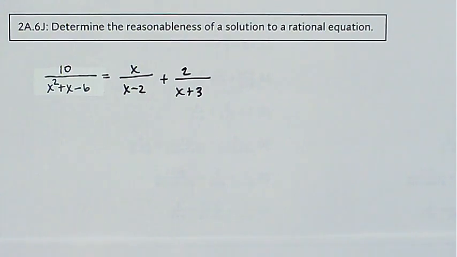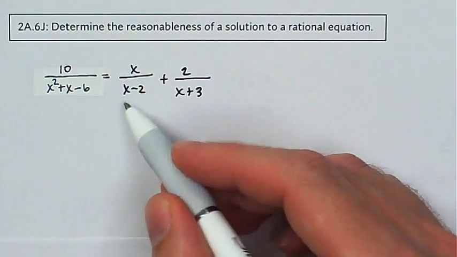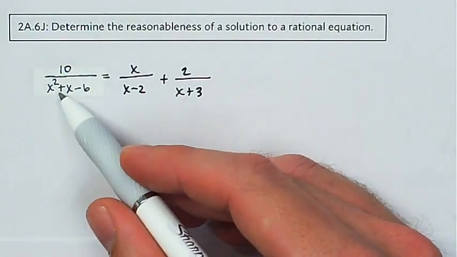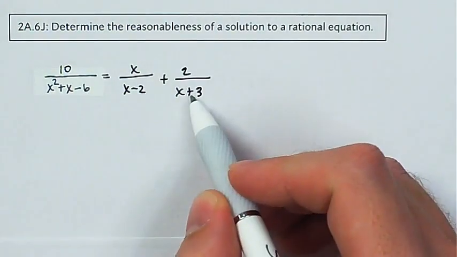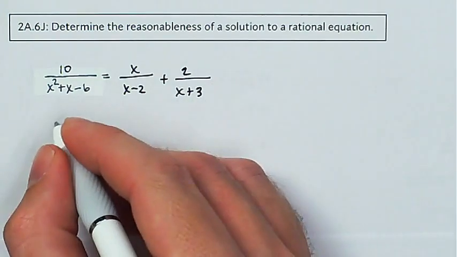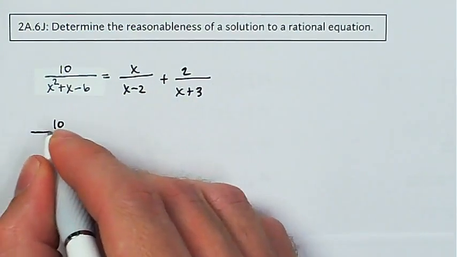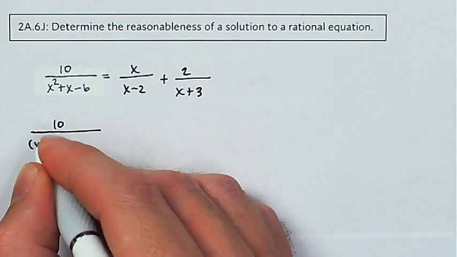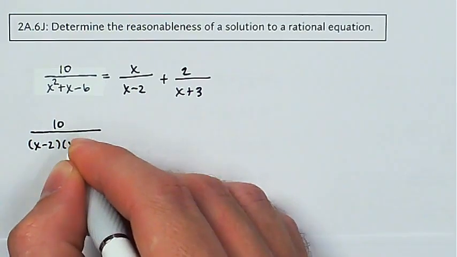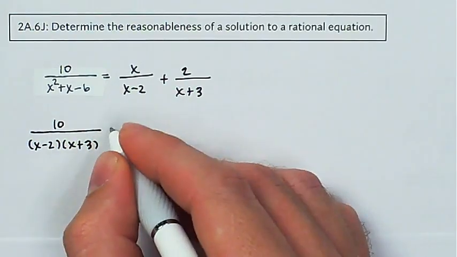So what we're going to do first, I'm thinking we're going to get a common denominator for all three of these terms. And I think what you want to do is notice, okay, this is factorable. This is factorable into x minus 2 and x plus 3. And so I'm going to rewrite this, and I'm just going to factor the denominator, x minus 2 times x plus 3.